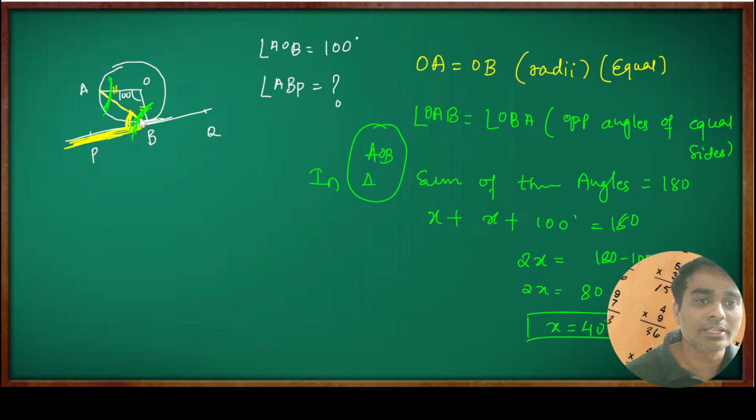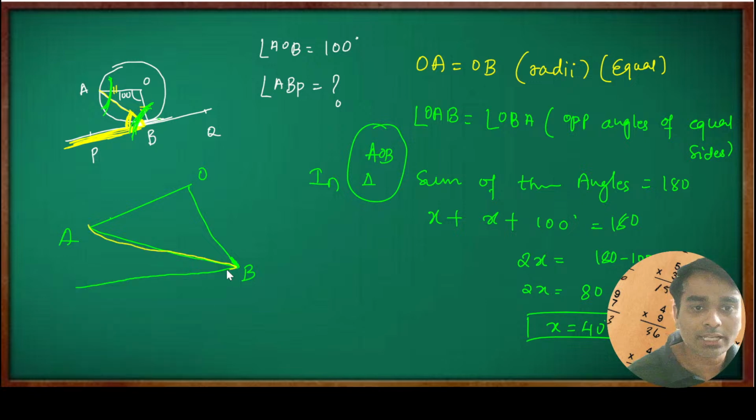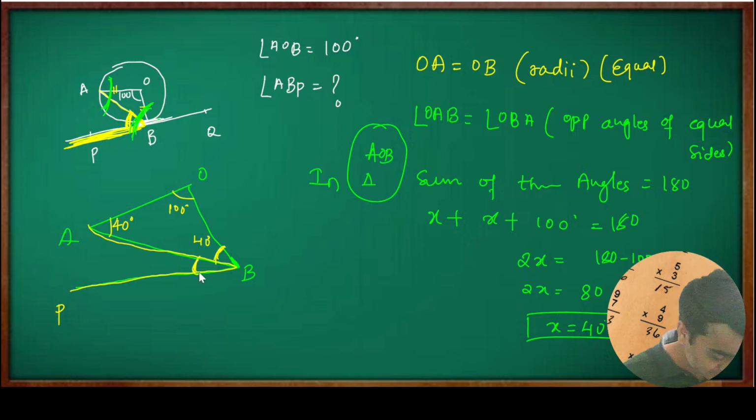Now just imagine if this is 40. Look at that triangle. I will write here properly. O, A and B. And the line has gone like this. We have to find out this angle. Which angle? ABP. This one. If this is 40, I got this 40 here, this also 40, and this is my 100. If this is 40, then how much is this? That's the simple question.